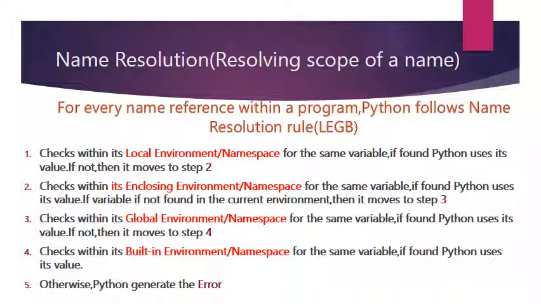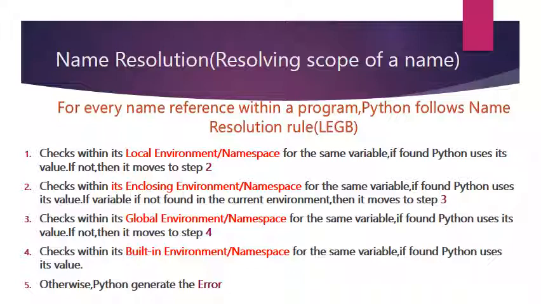Whenever it sees a name reference, it will first search in the local environment namespace. If it is there, it will work with that one, or else it will go to the second step, that means step E. It will search in the enclosing environment of that particular program. If it is there, it will make use of it.